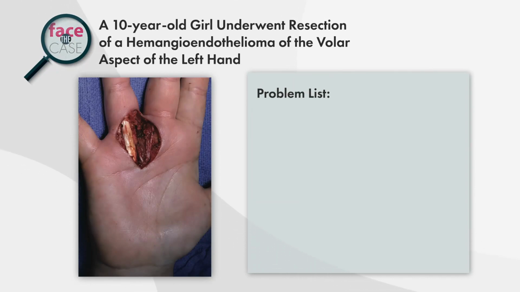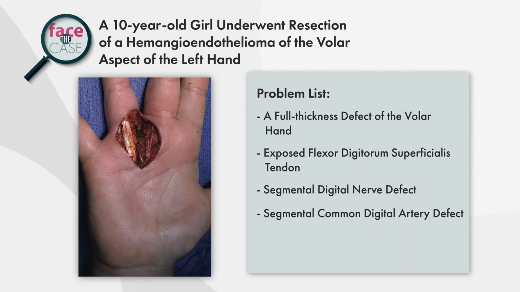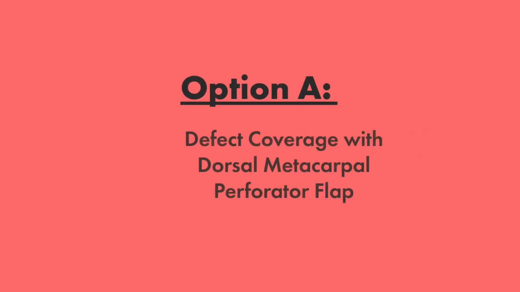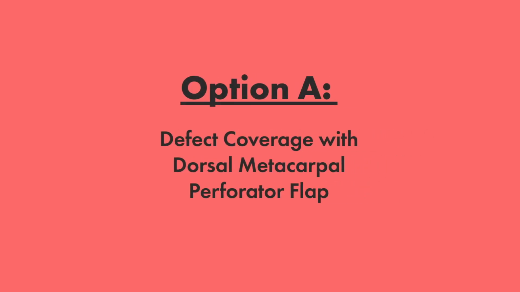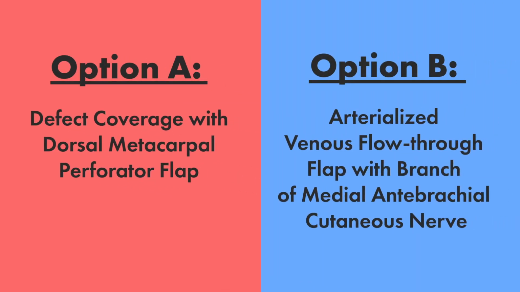Problem list includes a full thickness defect of the volar hand, exposed flexor digitorum superficialis tendon, segmental digital nerve defect, and segmental common digital artery defect in a pediatric patient. How would you face the case? Is it option A, defect coverage with dorsal metacarpal perforator flap, or option B, arterialized venous flow-through flap with branch of medial antebrachial cutaneous nerve?